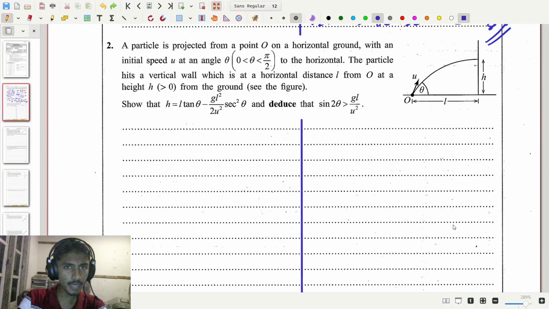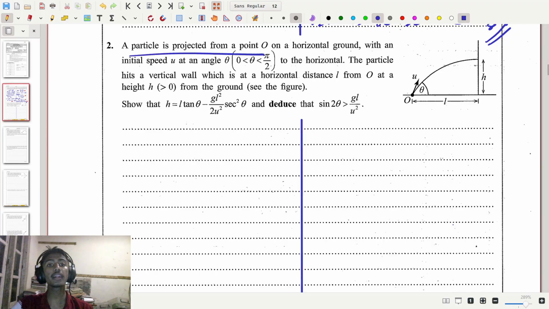2024 A-Level Combined Mathematics Paper 2 Part A question number 2. This question has to do with projectile motion. The question says, a particle is projected from a point O on a horizontal ground with an initial speed of u at an angle theta, which is between 0 and pi by 2 radians, to the horizontal. The particle hits a vertical wall which is at a horizontal distance of L from the point O and is also at a height h, which is greater than 0, from the ground as shown in the figure.